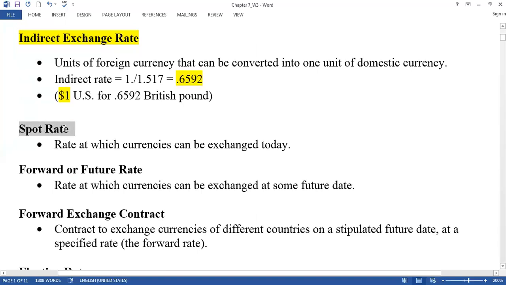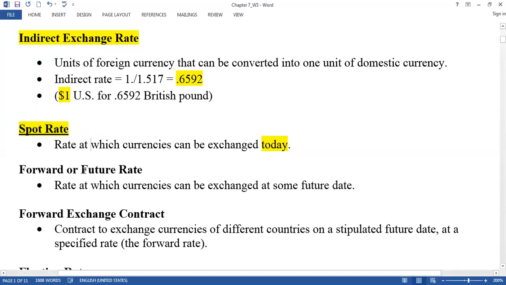Now, what is the meaning of a spot rate? A spot rate is the rate today. That means today you are going to make a transaction with a foreign country. So what is the rate today? It's called the spot rate. The question will also give you this information. You don't need to worry about this.